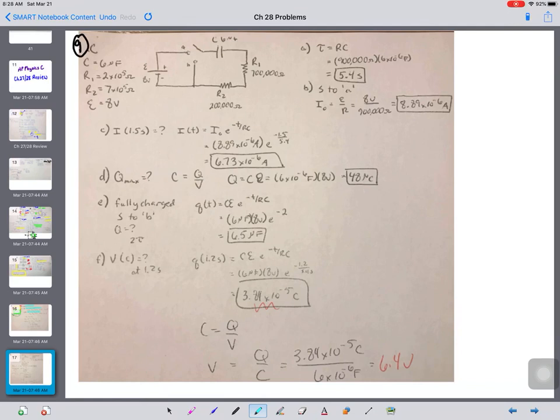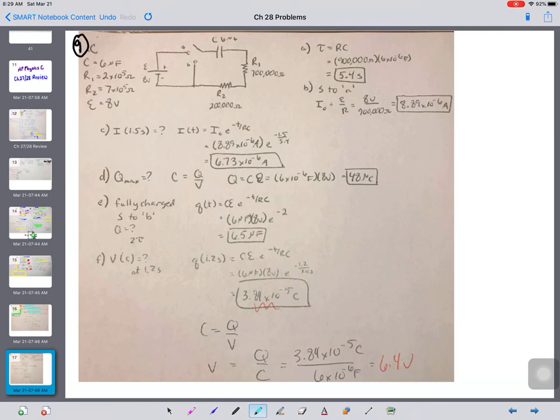Number 9, RC circuit. You've got a switch there, and a couple of different resistors, but they are in series, and they are all on the same path with the capacitor. So the time constant when we close to A is just R times C, with the total of those 2 resistors in series. So 5.4 seconds.